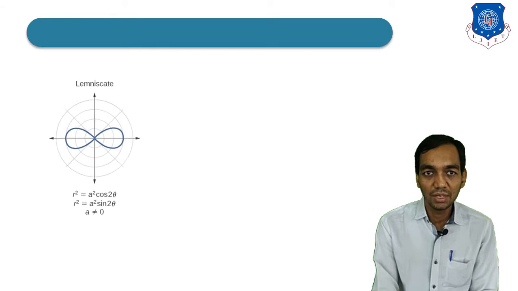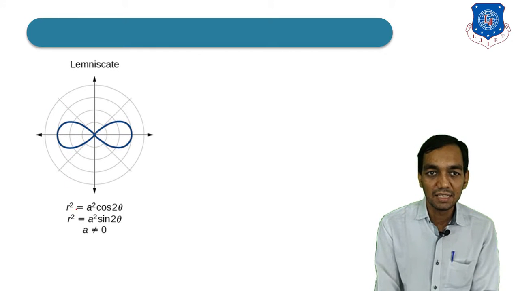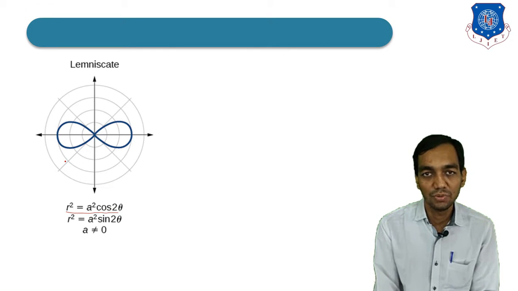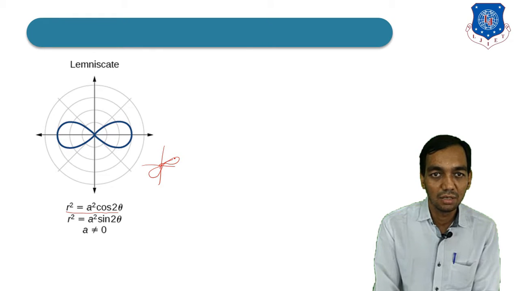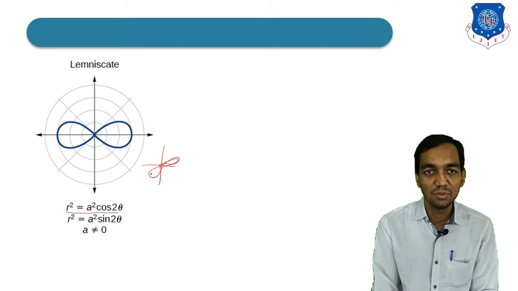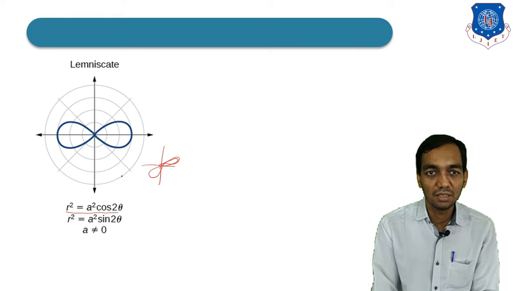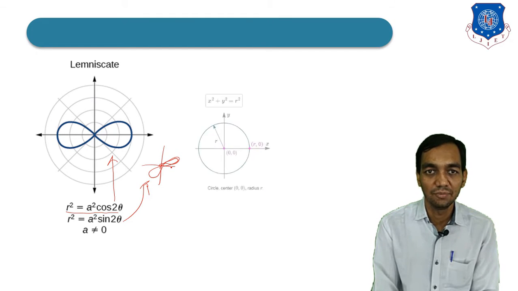Now we are going with the lemniscate. r squared = a squared cos 2 theta has a curve like this, a two-leaf curve. It is like the symbol of infinity. And if you have r squared = a squared sin 2 theta, then it is like this, like a dumbbell in opposite quadrants. So please remember this. This is the curve of r squared = a squared cos 2 theta, and this is the curve for r squared = a squared sin 2 theta.